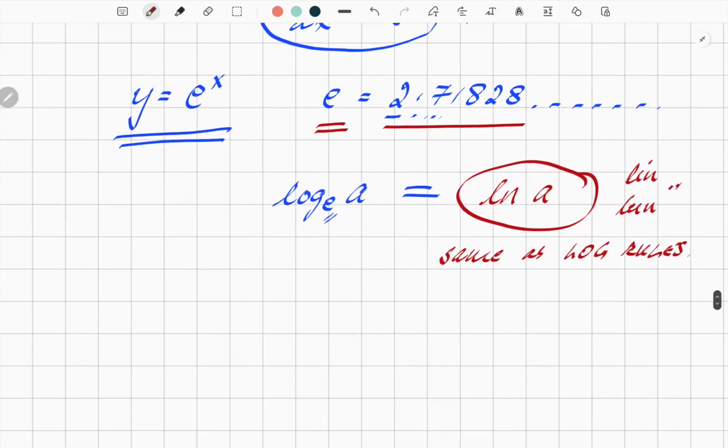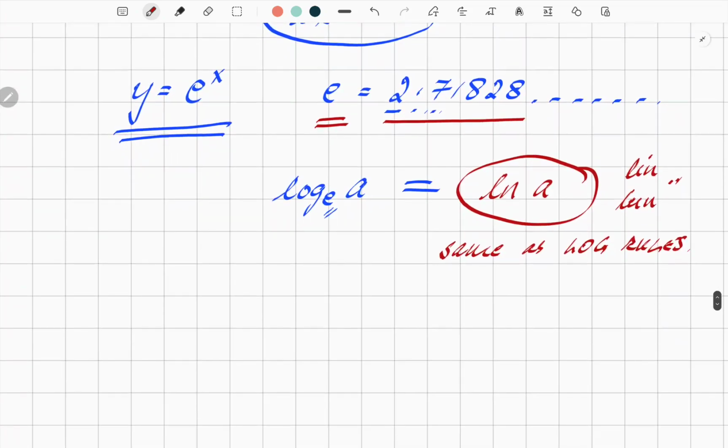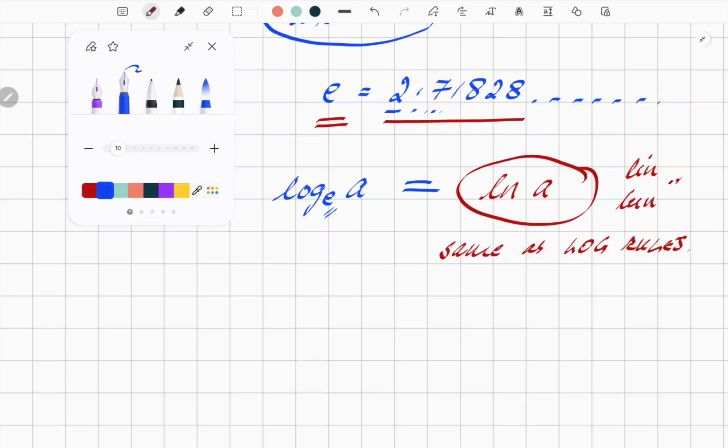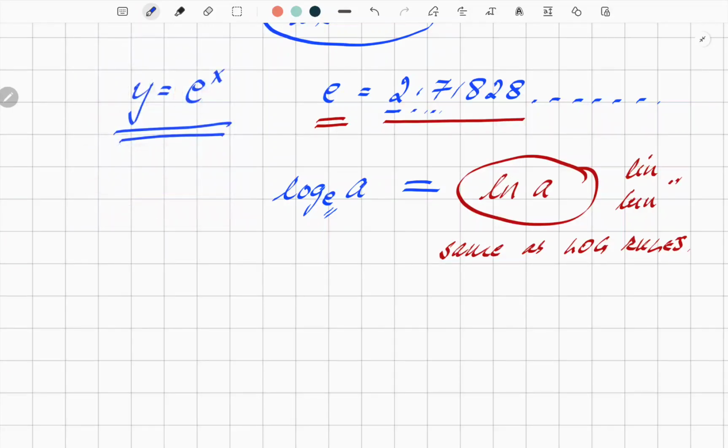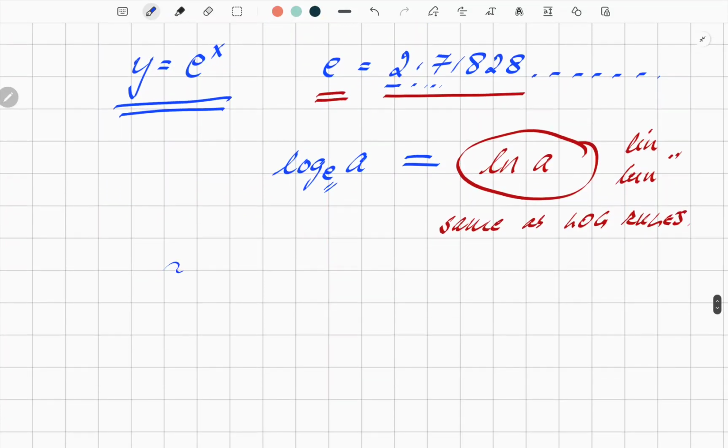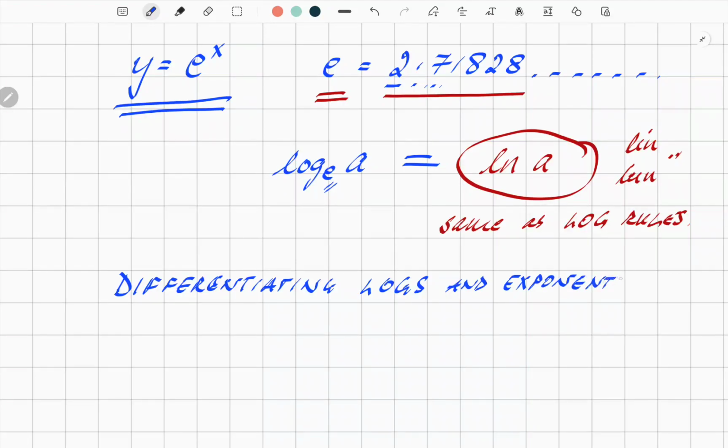The differentials of this, so differentiating logs and exponents, I'm not going to go into that now because I don't think you need that for your test next week, and I'll put that into a separate video if you want.